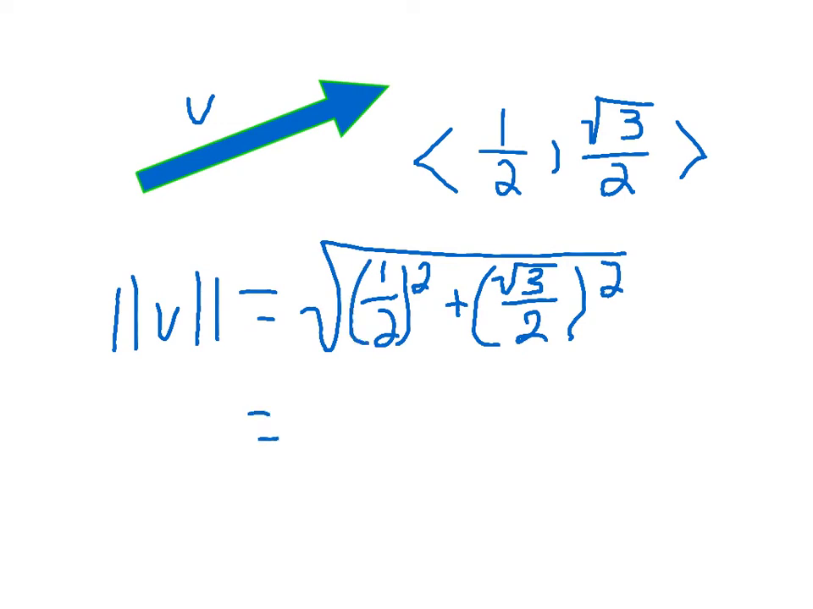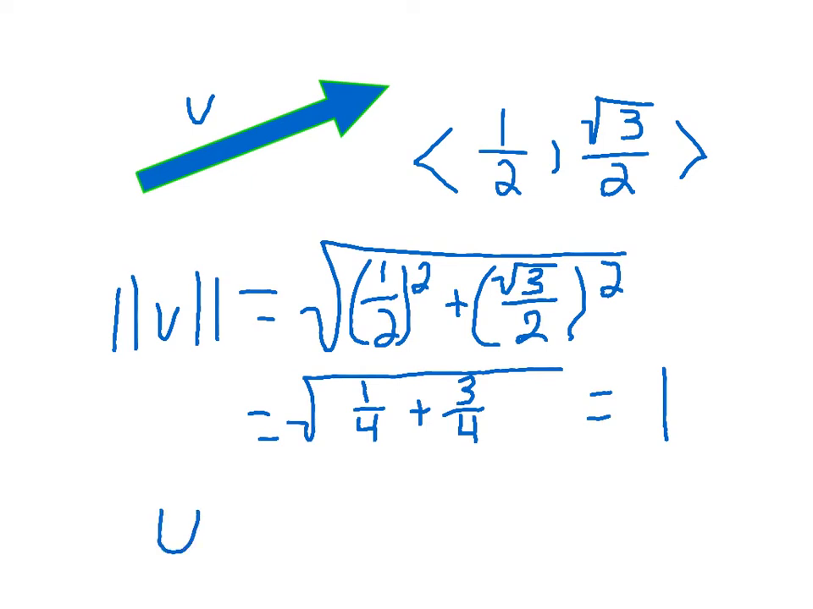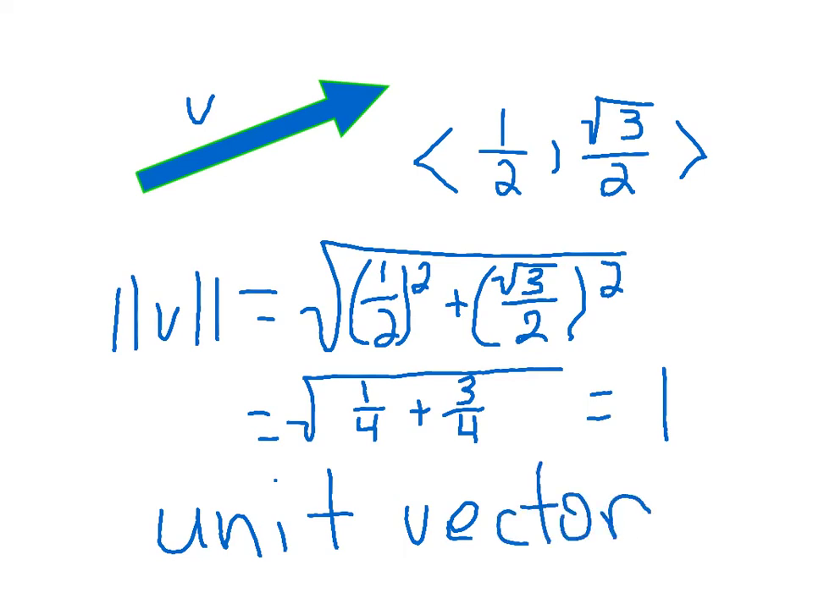And if I simplify that, I'm going to have the square root of 1/4 plus 3/4, which is equal to the square root of 1, or 1. Anytime I have a magnitude of a vector that is equal to 1, we're going to refer to that as a unit vector. Some of you may have recognized that the components of this particular vector that I have pictured is actually a vector that could be placed inside of our unit circle. Hence the name unit vector.